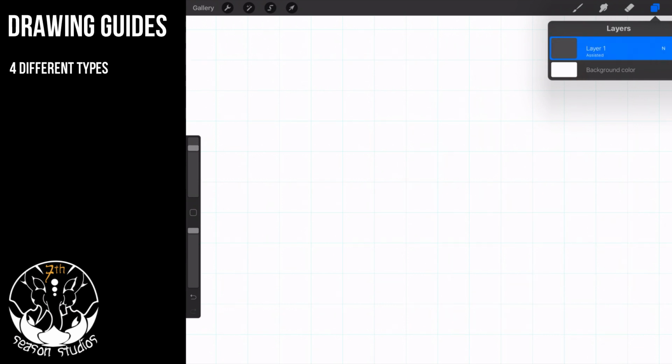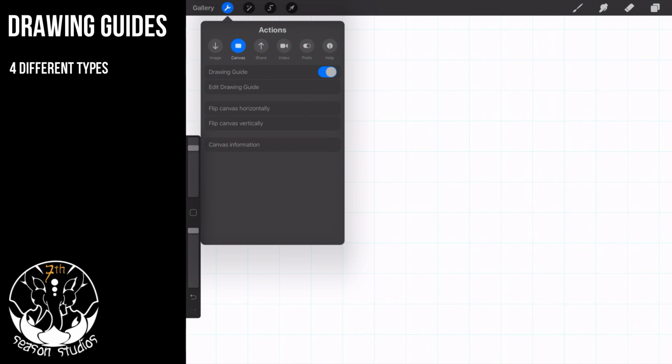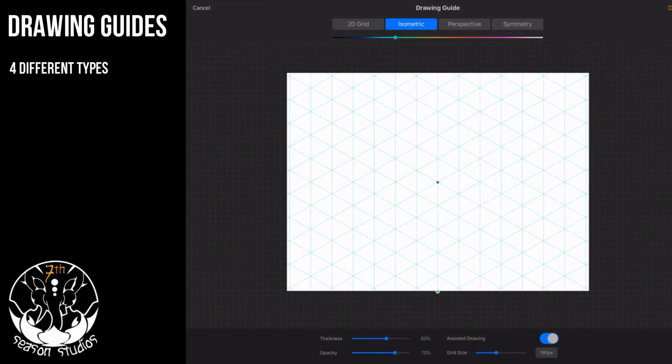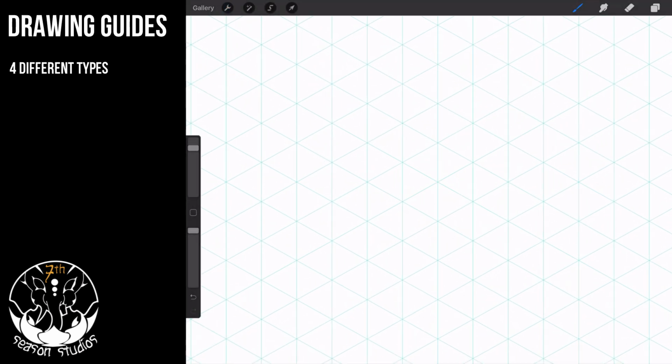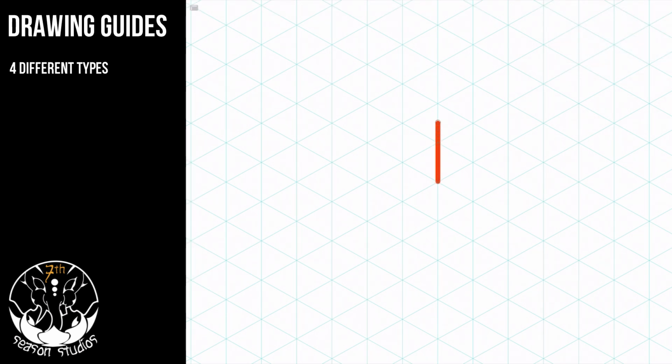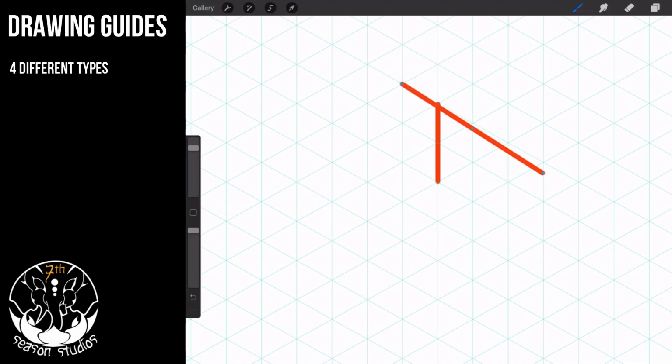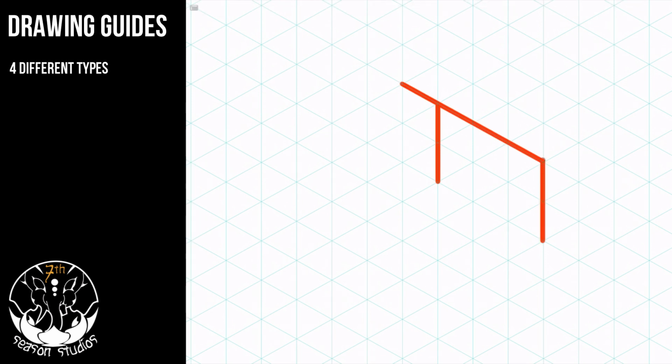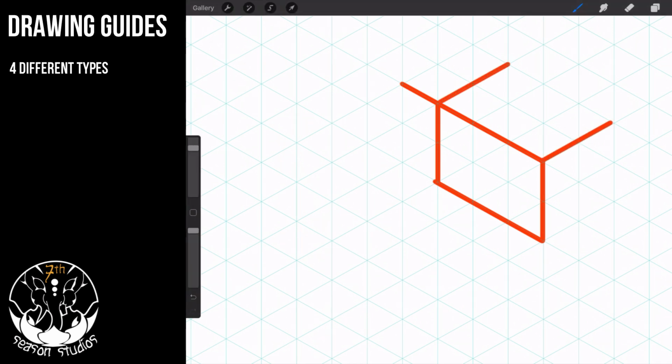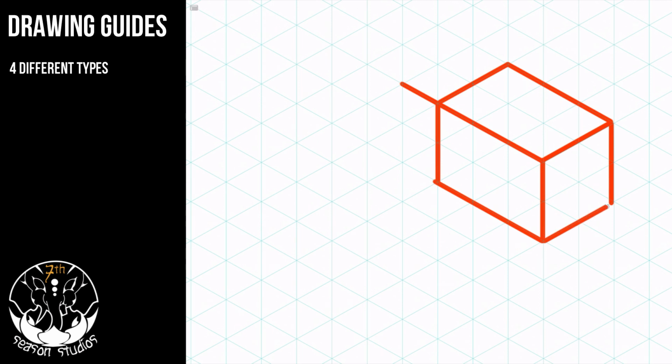Now, let's do one more here. I'm going to show you how this works with the ISO grid. Edit the drawing grid, change to isometric, make sure the drawing assist is on, and then hit done. Now, watch this. We make sure it's an assisted layer. And now, I can only draw in certain paths. I cannot draw in ways that don't match the grid. So it's really keeping me on the straight and narrow in terms of making sure that I'm drawing in an isometric fashion. So look at that. We just made a perfect box.